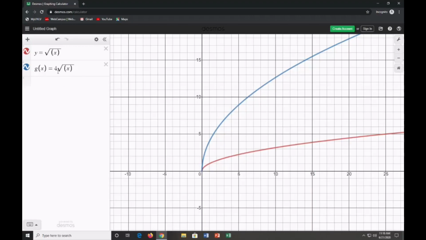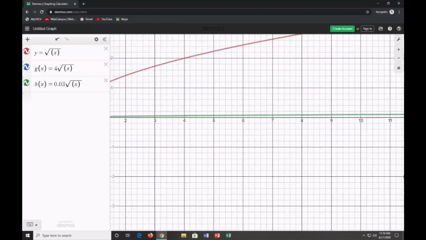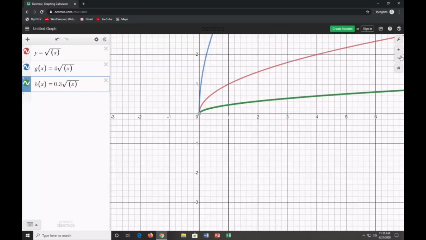So let's make that number something between 0 and 1. Let's make it small. So let's make it b of x equals 0.03 square root of x. Oh, I've flattened it out. Do you see it? The green one? Let me zoom in. Well, I don't know if zooming in will show it better. No, that number is too low, so let me increase it so you can have a better idea. I'll make it 0.3. That's better. And let me zoom out.